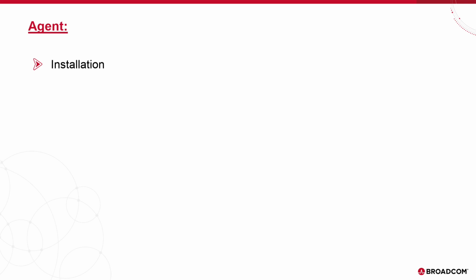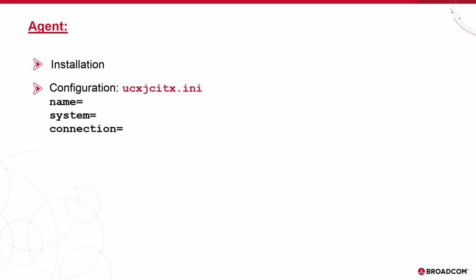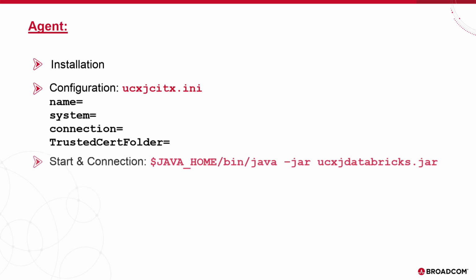Based on the platform, we rename the agent configuration file ucxjcidx and set a minimum of 4 values: the agent name, the AE system name, the host name and port connection to the automation engine's JCP, and finally the directory containing the TLS certificate. Finally, we start the agent by invoking the JAR file via the Java command. The agent connects to the AE and deploys the object templates needed to support the integration, the CONN or connection object, and the Databricks job templates.